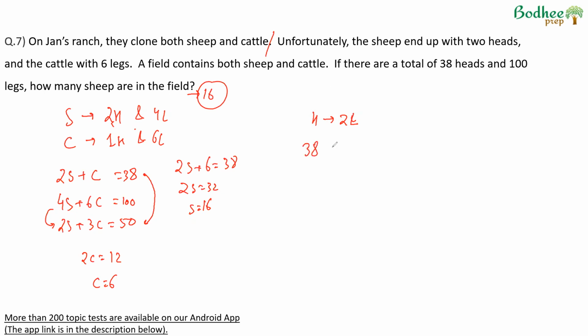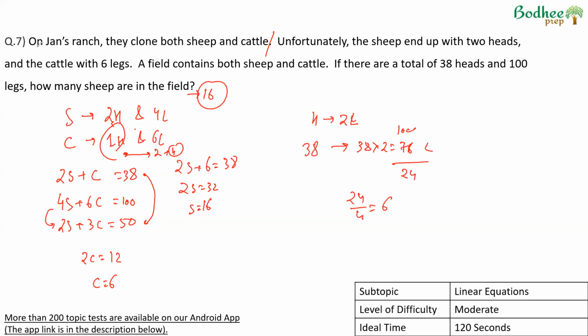Therefore, 38 heads will account for 38 into 2, which is 76 legs. There are total 100 legs. So there are 24 legs extra. Why are there 24 legs extra? Because here one head has 2 plus 4 extra legs, and therefore the number of cattle will be 24 by 4, which is 6. And from there we can find out the number of sheep as 16. Again, maybe because the numbers change I'm saying moderate, but it should not take more than 2 minutes to solve.